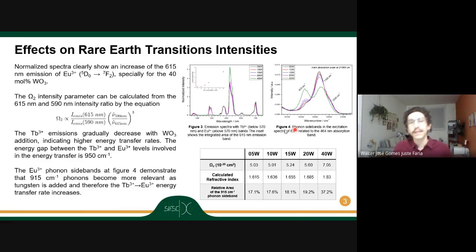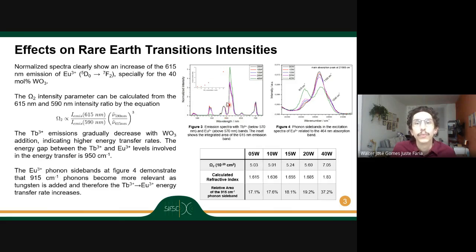So we might expect an increase in the intensities of these ions. That's exactly what we see here. So from 570 on here, we have the europium emissions. This graph here is normalized by this band around 590, and we can see clearly an increase here in this band around 615 nanometers. In the inset here, we have the integrated areas, so we can see even more clearly how much this transition here increases.